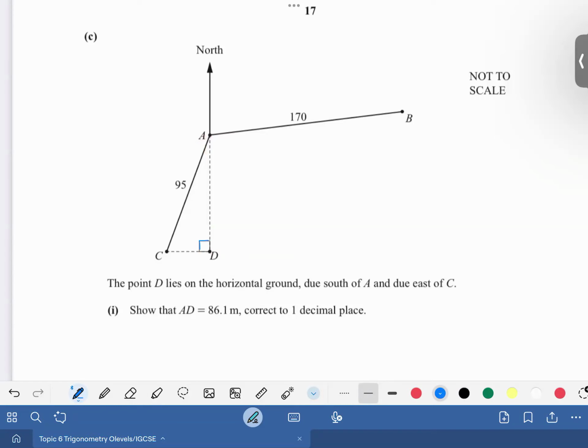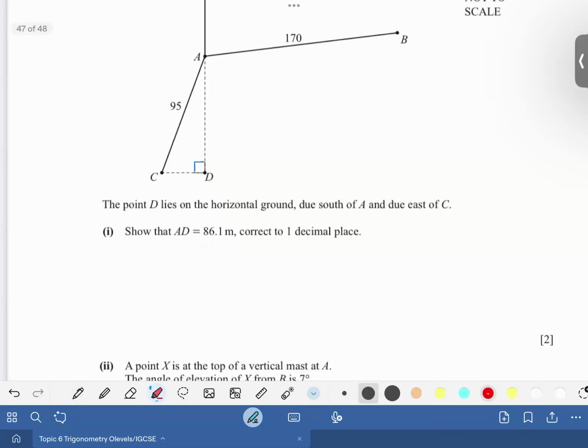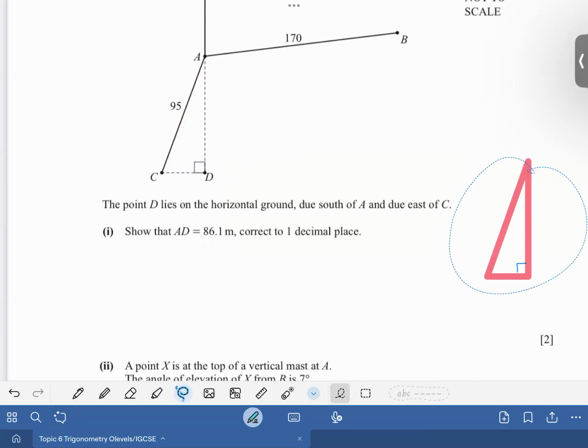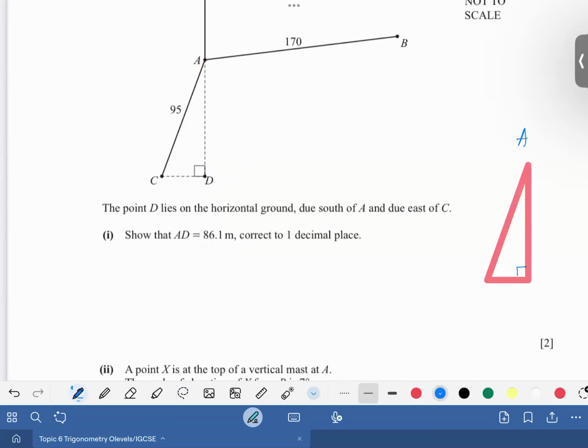So a 90 degree angle is already formed here. Show that AD is 86.1, as I know that AD is part of this right angle triangle. So I'm going to pick this triangle out, and this is triangle ACD. This is 95. The examiner says show that A to D is 86.1, so AD is what we need to find.